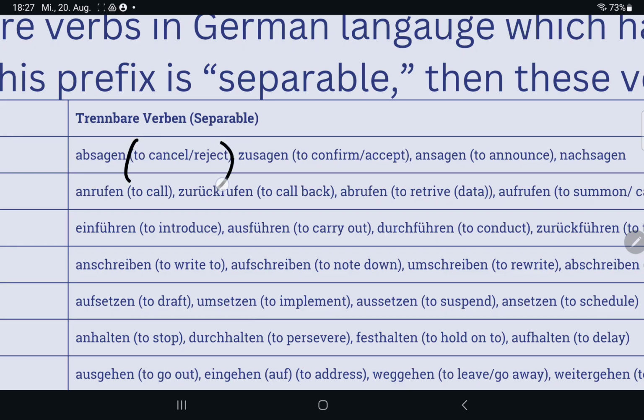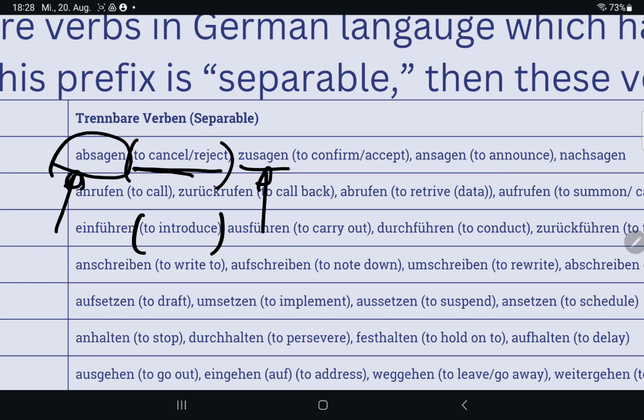You will find in brackets the English meanings, but don't think of them as translations. Think of them as interpretations. I cannot guarantee that absagen only means cancel and rejection. It may mean something else as well. But the meanings we have given in brackets are the usual meanings. For example, for me, absagen usually means to reject or cancel.